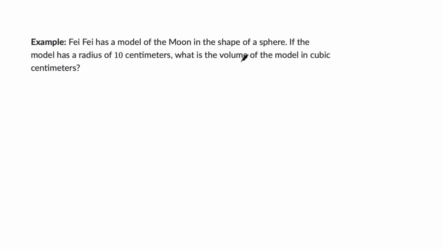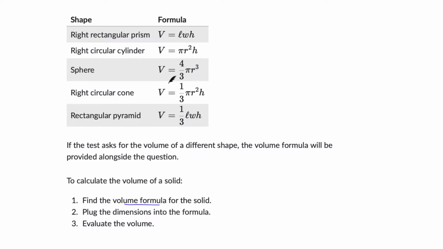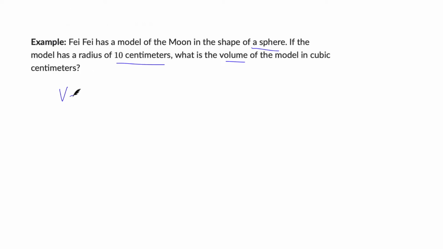Fifi has a model of the moon in the shape of a sphere. If the model has a radius of 10 centimeters, what is the volume of the model in cubic centimeters? Now, if you remember, the volume of a sphere is 4 over 3 pi r cubed. That's it. That's all you need to do. Volume equals 4 over 3 pi r cubed, and r is given to us. R is 10 in this scenario. Just replace r with 10 and we will have our answer.